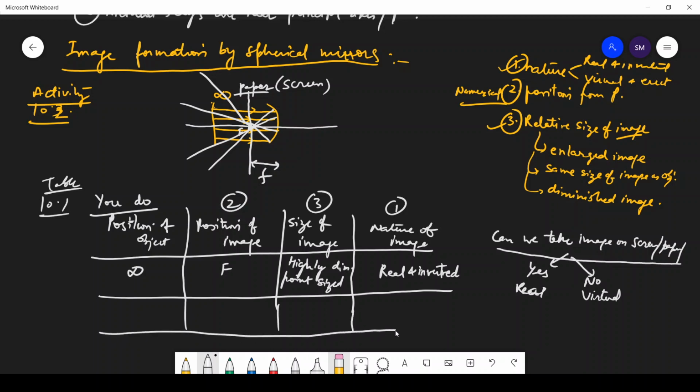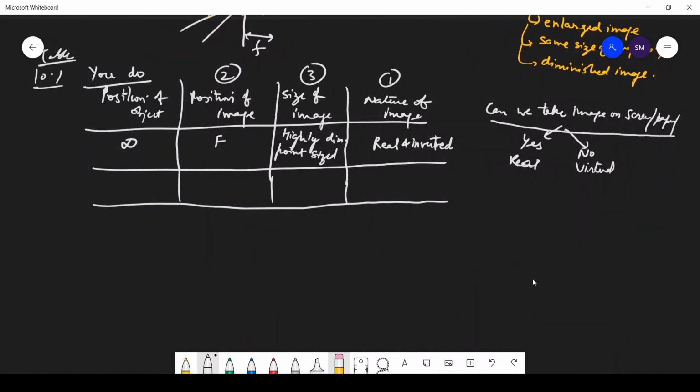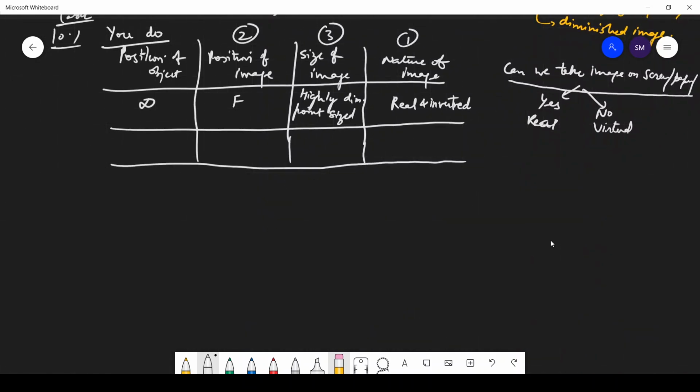Now we have already learned, but still let us rewrite some of the instances, how to locate the image. So let us see some representations of the images formed by the spherical mirror.